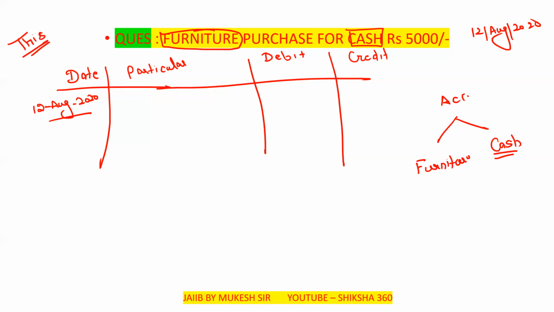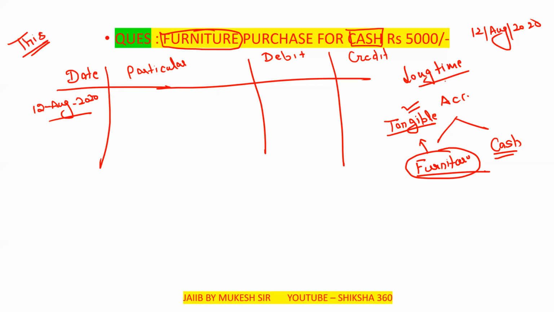So first of all, please tell me, furniture is which account? Like, basically we are purchasing the furniture. We can touch that furniture, it is touchable, that is, tangible. We can see it or we can touch it. And generally we are purchasing furniture for the long term. So it comes under the real account.